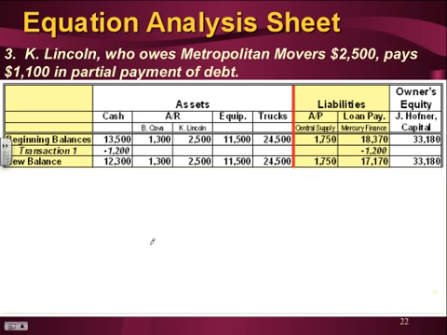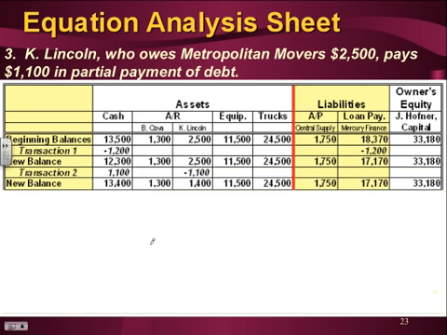Here's our second transaction. Lincoln owes Metropolitan Movers $2,500, pays $1,100 of that. So that means our cash goes up $1,100. Here it is here. We just received $1,100 from them, and they no longer owe us that $1,100, so that account is going to go down. Our accounts receivable has gone down.